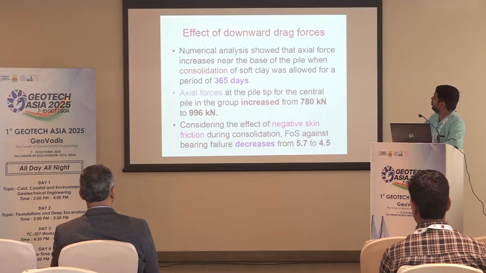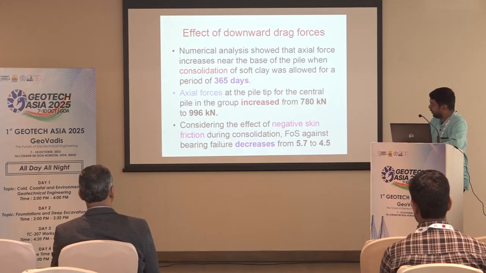Now coming to the effect of downward drag forces. For this, the numerical analysis was conducted with a consolidation calculation, where the soft layer was allowed to consolidate for a period of 365 days. Axial force at the pile tip was found to increase from 780 kilonewton to 996 kilonewton, and this would affect the factor of safety. The factor of safety would go down from 5.7 to 4.5 in case there is good quality rock.